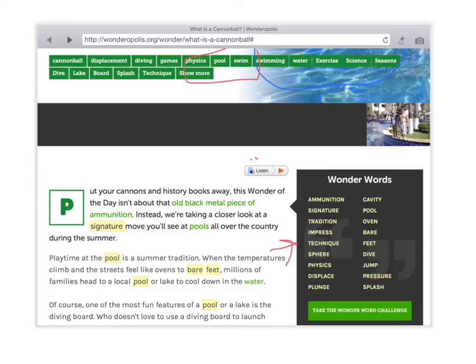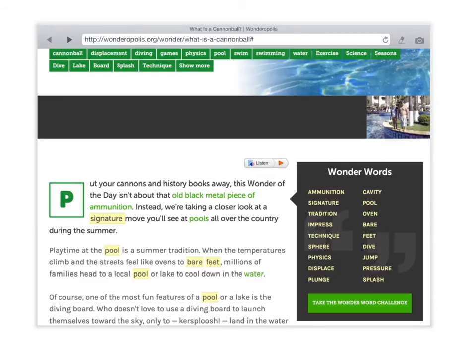So that old black metal piece of ammunition, if I press on this hyperlink, it's going to take me to a link about old cannonballs, I'm thinking, and since that's really not helping me answer my question, I'm not going to go to that link. So instead I'm going to go back and read.